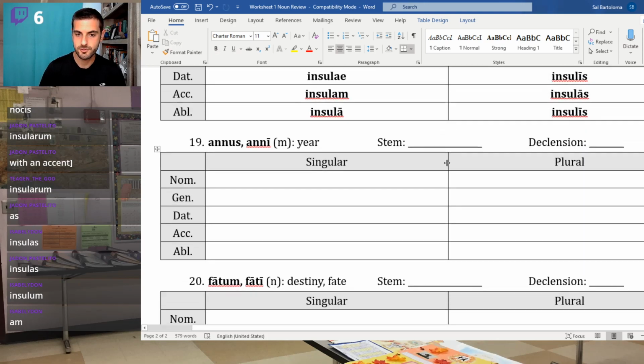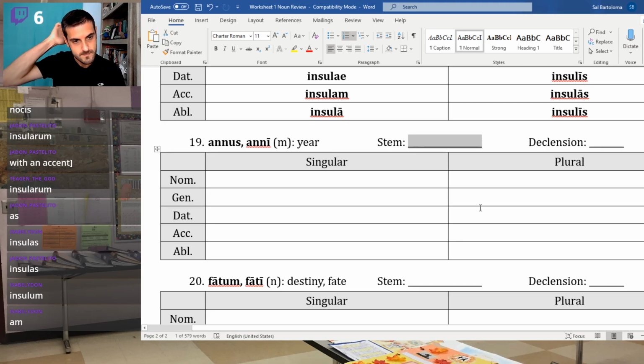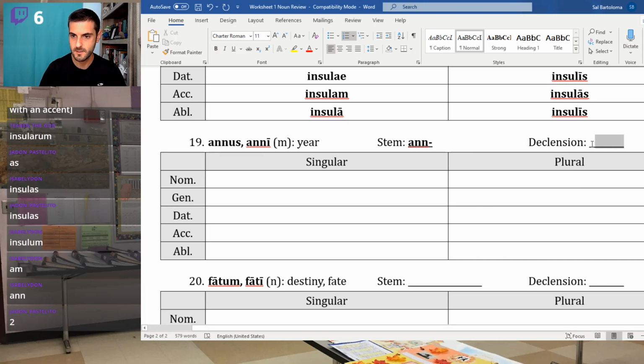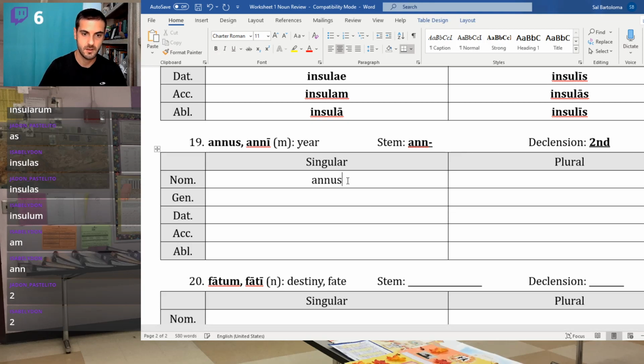All right, anus. What's the stem of anus? On, right? It is on. And what declension is this? It is in the second declension, okay? So we always fill in the first two because we should never get those wrong, right? Anus, ani, because those are the given forms.